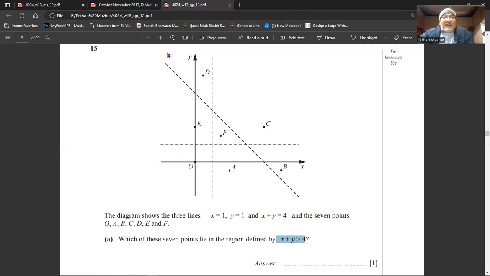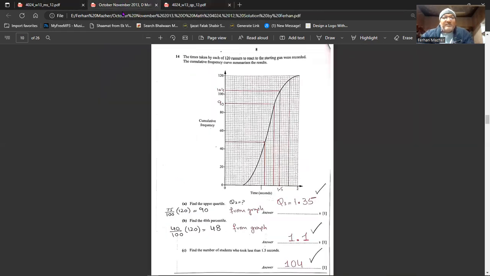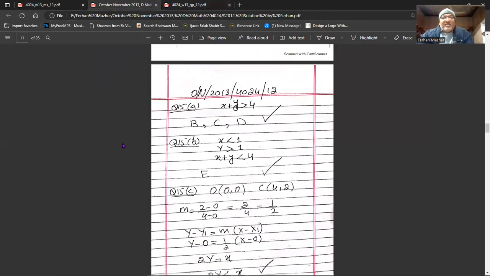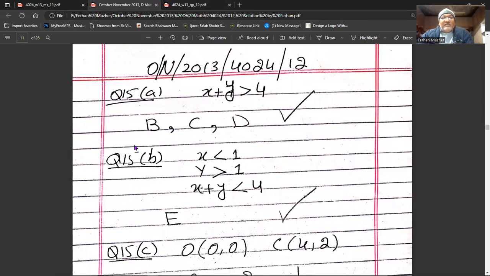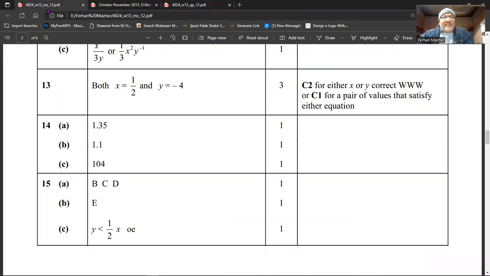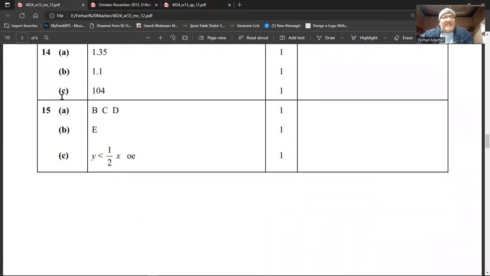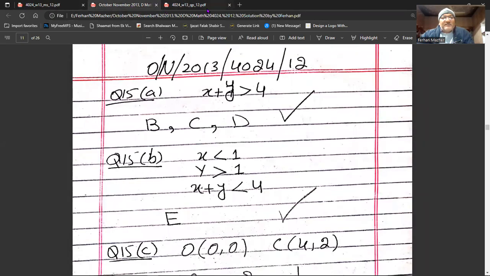The area above this line, which are those points? The points are B, C, and D. The area above this line is this area, and what are the points? B, C, and D. So there are 3 points, B, C, and D. So the points which are above this line are B, C, and D. B, C, and D is the right answer, sir.